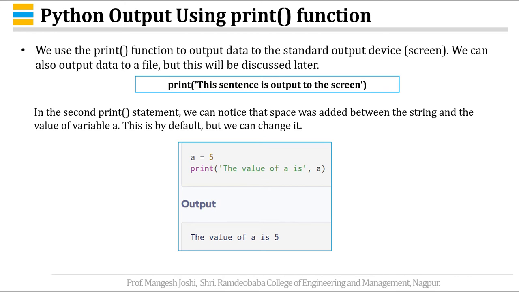In the second print statement, we can notice that the space is added between the strings and the value of the variable, that is this space. Okay, this is by default. The space character is there, but we can fill this space with some other special character as well. So what is that special character? Let us see.